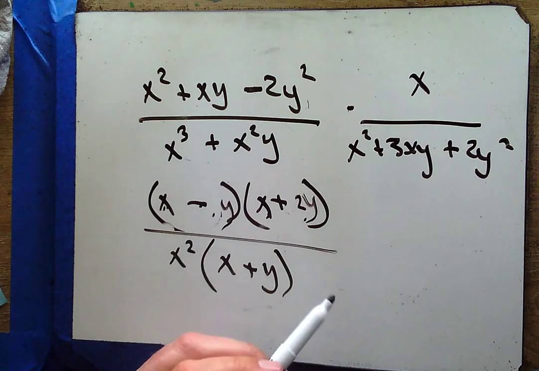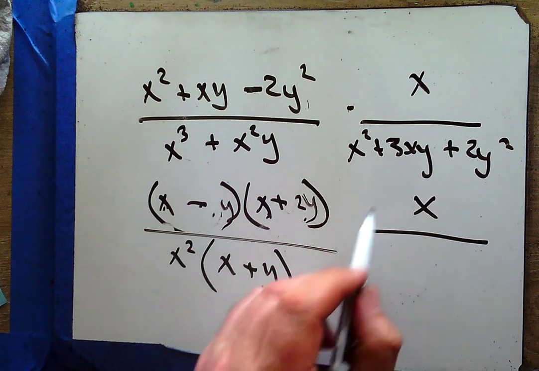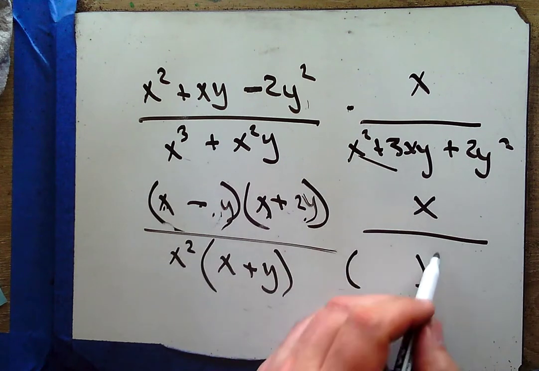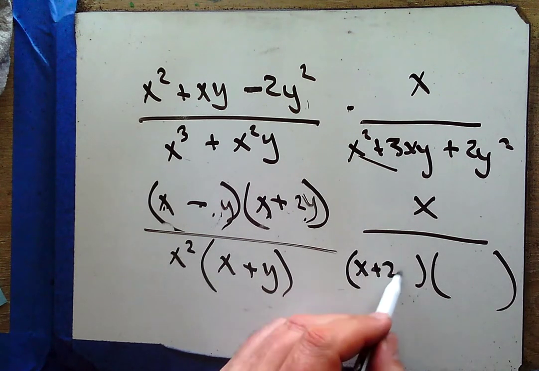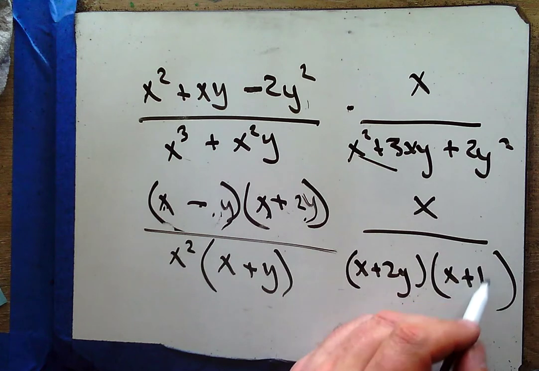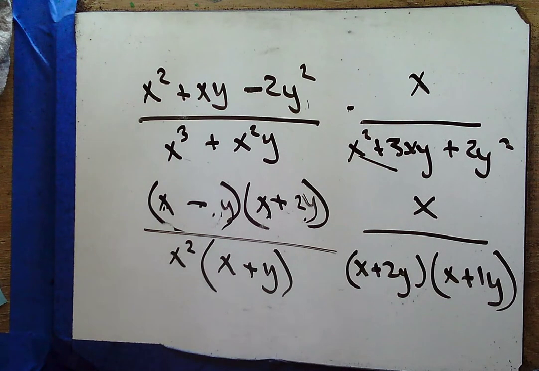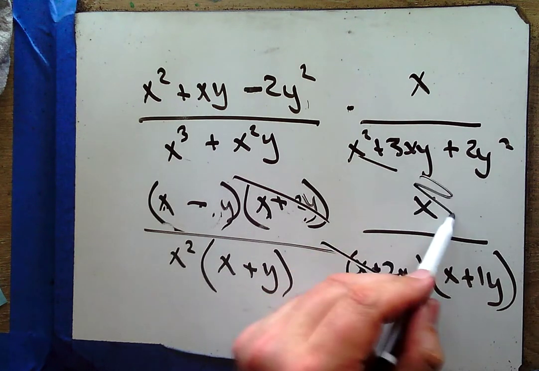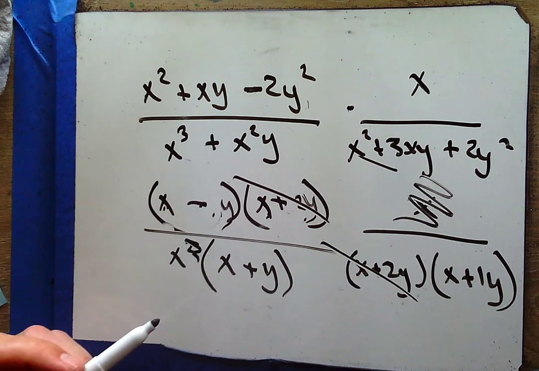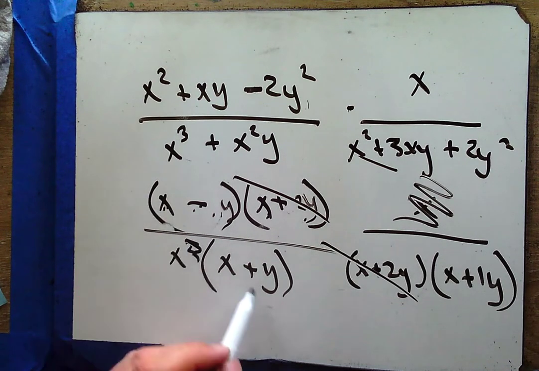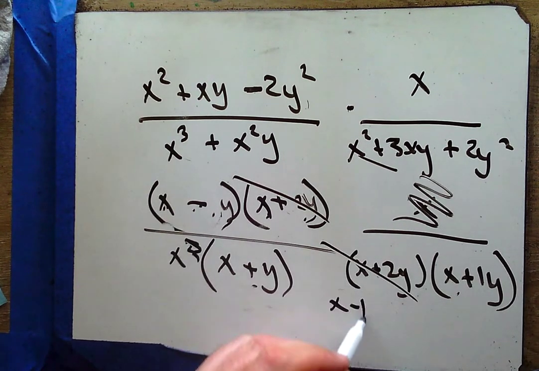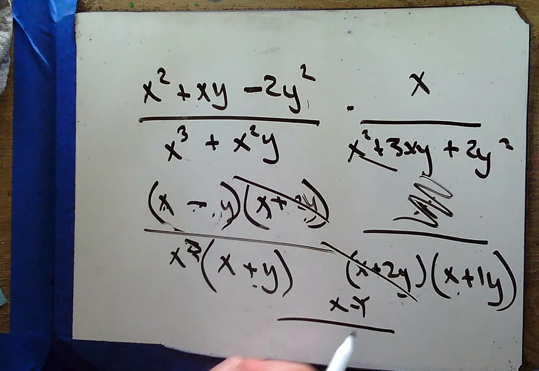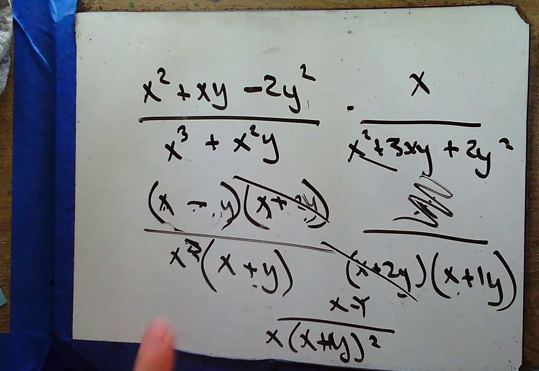Okay, what about over here? Well, here I have an x, and then there I have another trinomial to factor. That factors as x plus 2y and x plus 1y. So what canceling do we have? Well, these can go, and I can take one of these and one of these. But I don't see anything else. This is a minus and these are pluses. We have x minus y on the top, and on the bottom, x times (x plus y) squared, because one of them times one of them.